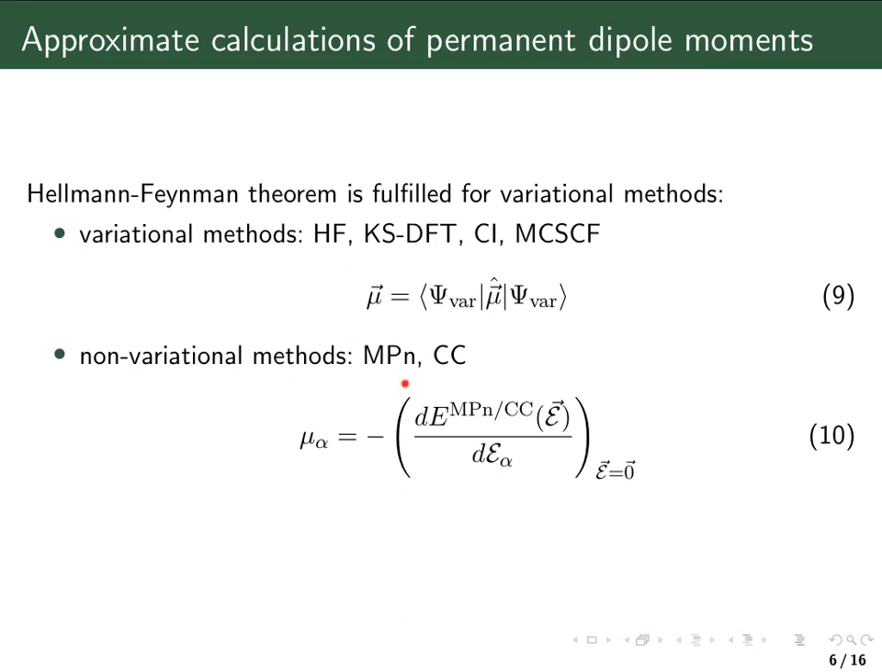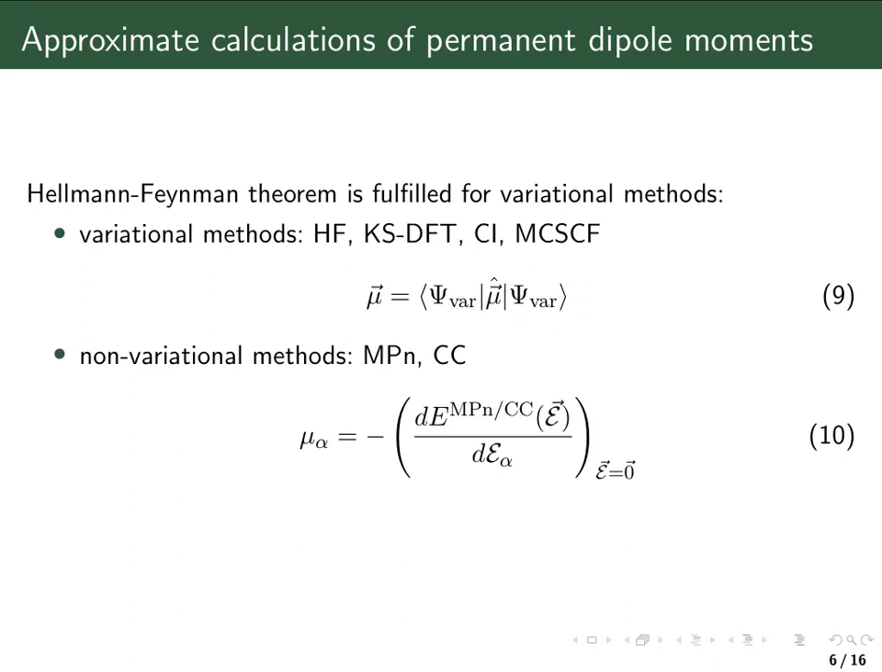Whereas for the non-variational methods like Møller-Plesset perturbation theory or coupled cluster theory, there is a difference between the two ways of calculating it. And the way which people normally prefer is the energy derivative way of calculating a dipole moment. Please note that in order to get the permanent dipole moment, we have to evaluate this derivative for zero electric field strength, and correspondingly here in the expectation value approach, we have to evaluate it with a wave function without the presence of the field.